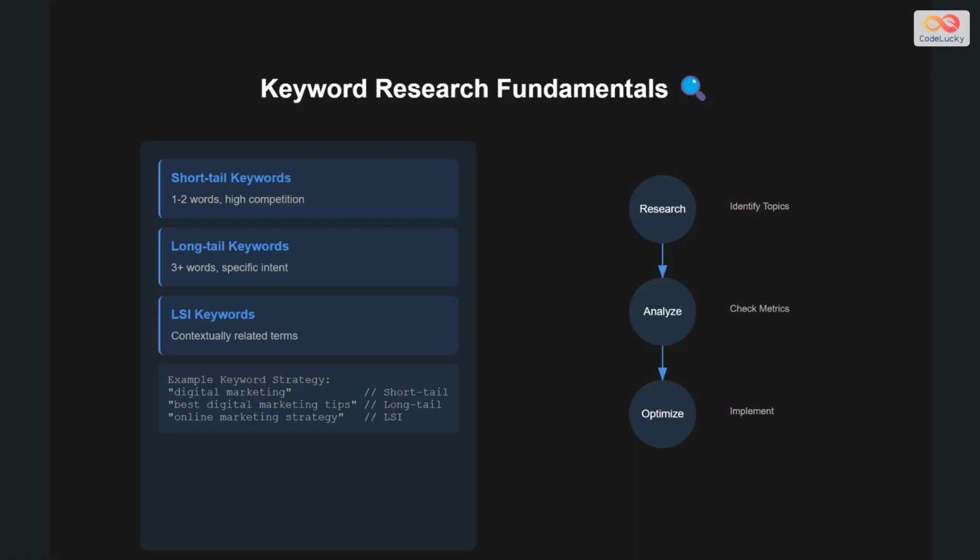Keywords are the foundation of search engine optimization. There are three main types of keywords. Short-tail keywords are 1 to 2 words and usually have high competition. Long-tail keywords are 3 or more words and are more specific. Latent semantic indexing keywords are contextually related terms. For example, a short-tail keyword might be digital marketing, while a long-tail keyword is best digital marketing tips, and an LSI keyword is online marketing strategy. The process of keyword research includes researching, analyzing, and optimizing.